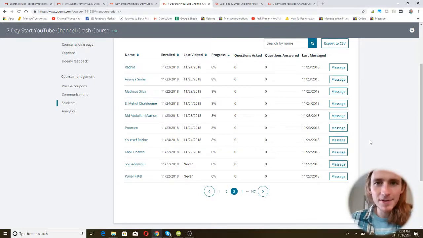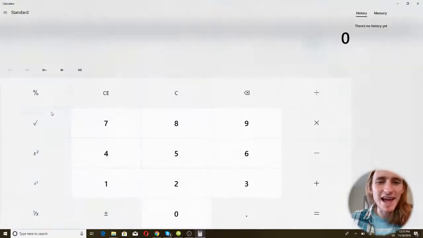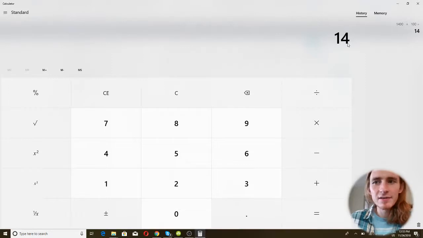All right? So in total, of these 1,400 signups, only, let's see, there's 3 pages. Each page has 10, so 27. Okay. Only 27 out of 1,400. Let's figure out as a percentage, what is that? 1,400 divided by 100. Okay, so 1% is 14. So we have 27. Okay, 2%.